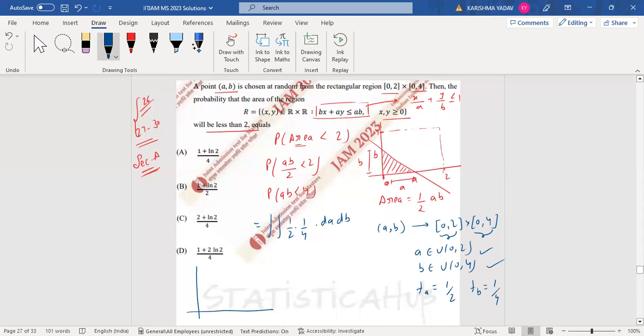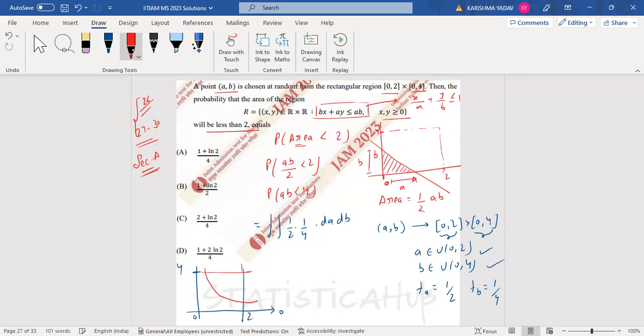Okay, so a is being chosen from 0 to 2, and the range of b is lying from 0 to 4, right? Okay, and what is AB less than 4? AB less than 4 would form somewhere like this.